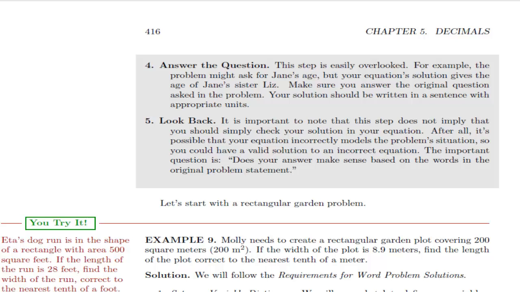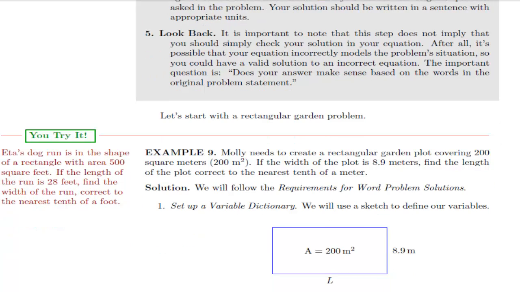5. Look back. It is important to note that this step does not imply that you should simply check your solution in your equation. After all, it's possible that your equation incorrectly models the problem situation. So you could have a valid solution to an incorrect equation. The important question is, does your answer make sense based on the words in the original problem statement?